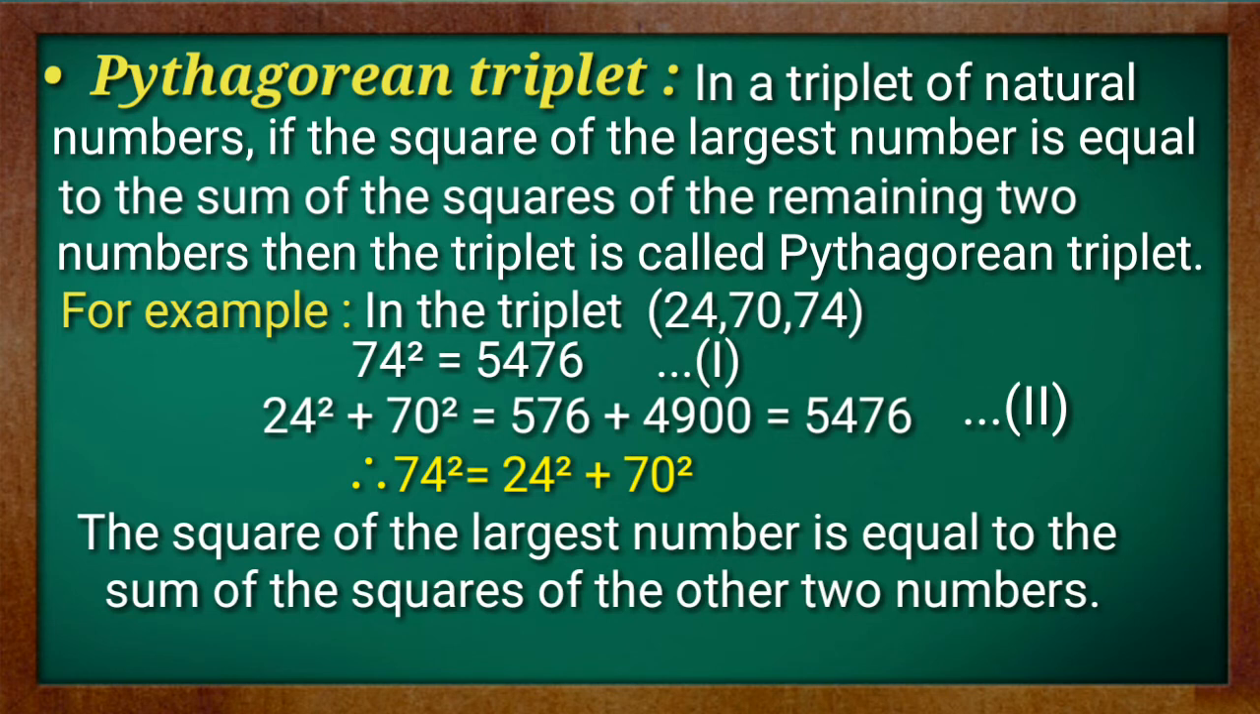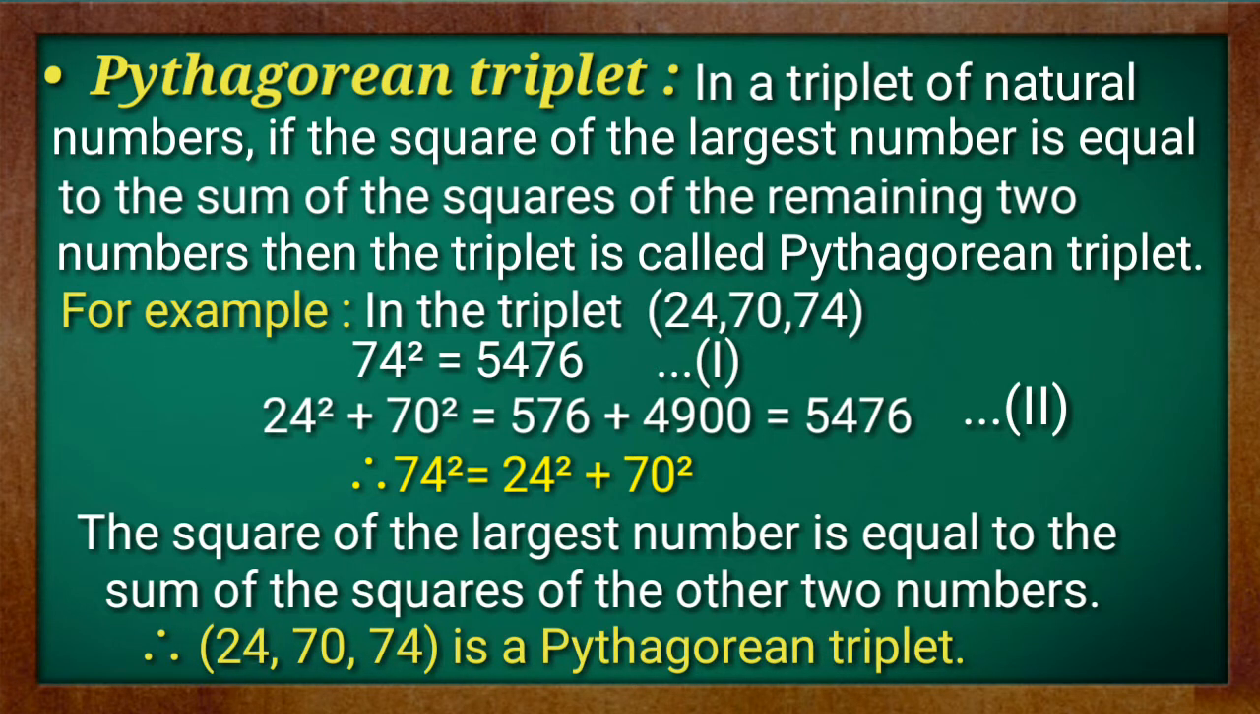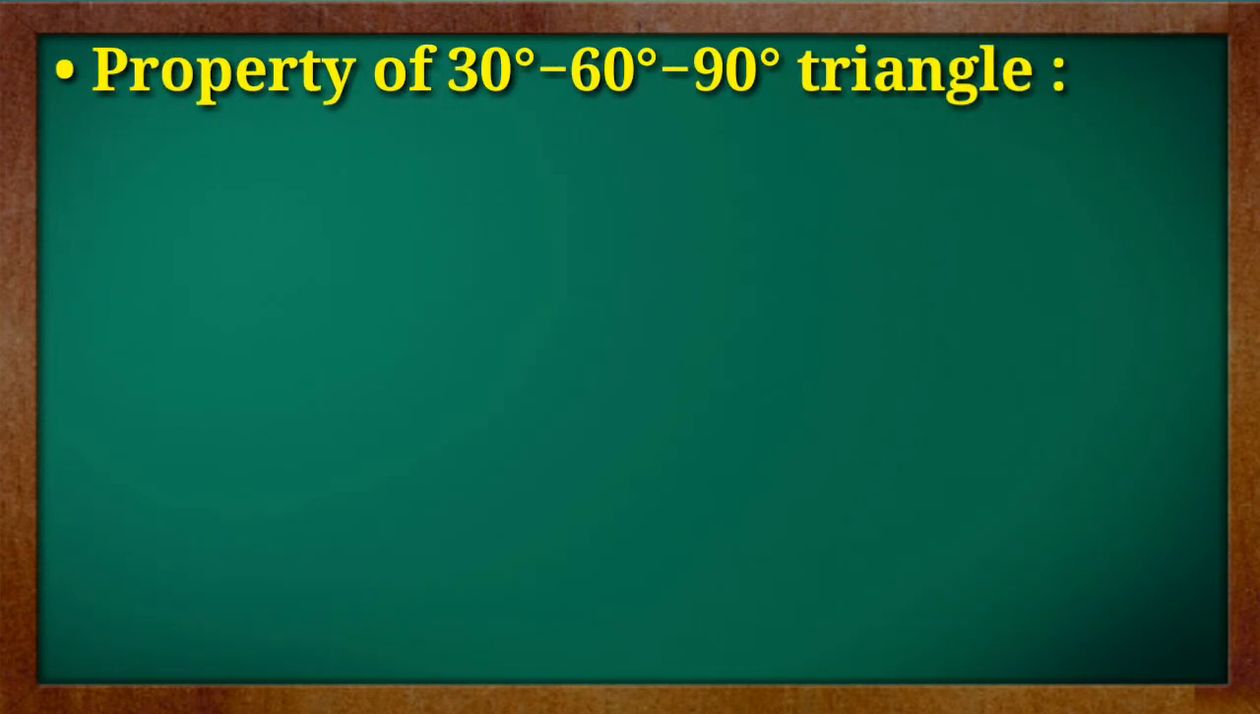Here the square of the largest number is equal to the sum of the squares of the other two numbers. Therefore 24, 70, 74 is a Pythagorean triplet. Remember that numbers in Pythagorean triplet can be written in any order. Then next point is property of 30 degree, 60 degree, 90 degree triangle.